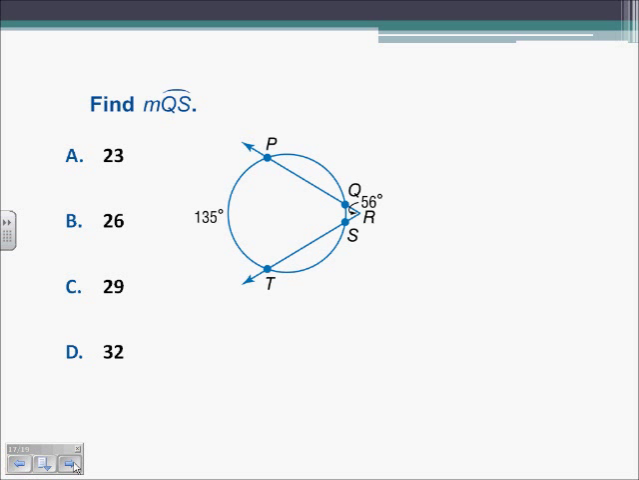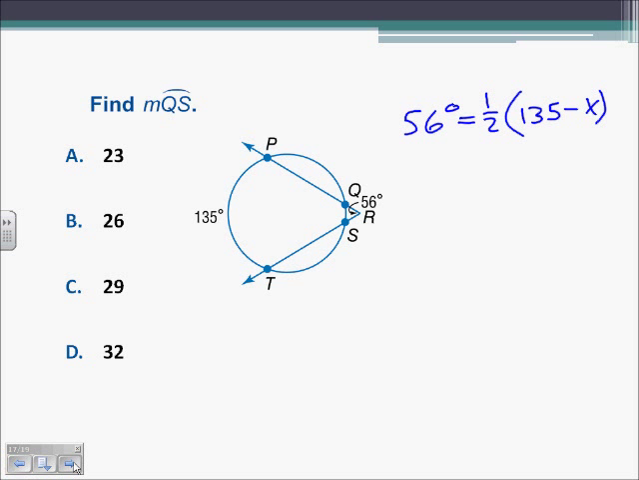Here we are asked to find the measure of arc QS. We have two secants intersecting outside of the circle. So we know the angle, which they give us is 56 degrees, is going to equal half of the difference of the intercepted arcs. So we go to the far arc, that's 135, minus, because it's a difference, QS, which we don't know, so we'll call it x, so minus x.